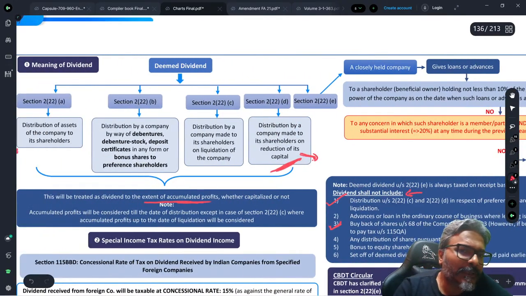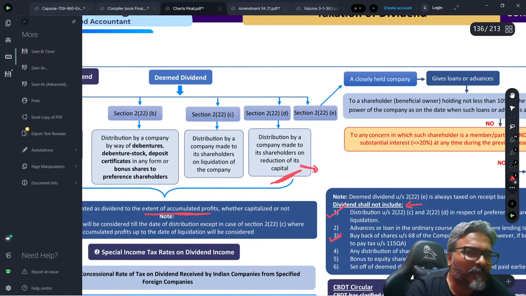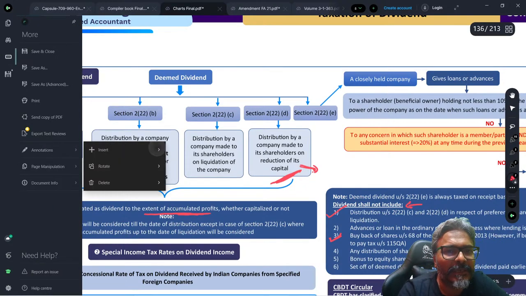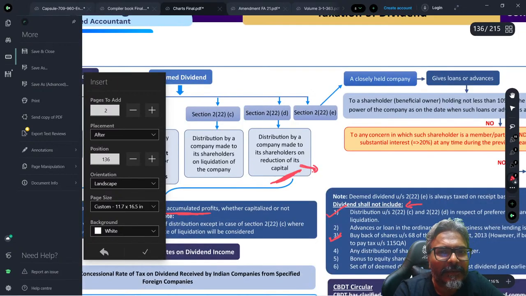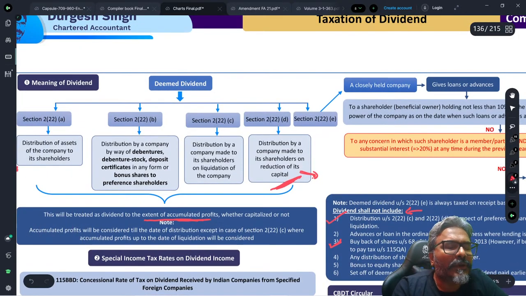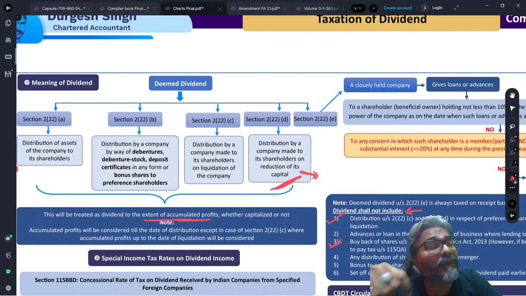Now the most important and expected question is 222C for your examination. One of the most expected questions, students, would be the 222C dividend. First, let's read this one out, and I will do a case study. Students, you will copy this case study and revise it even on the day of the examination, because in all probability this is the most expected question in your exam. When you see 222C, it is distribution by a company made to its shareholder on liquidation.